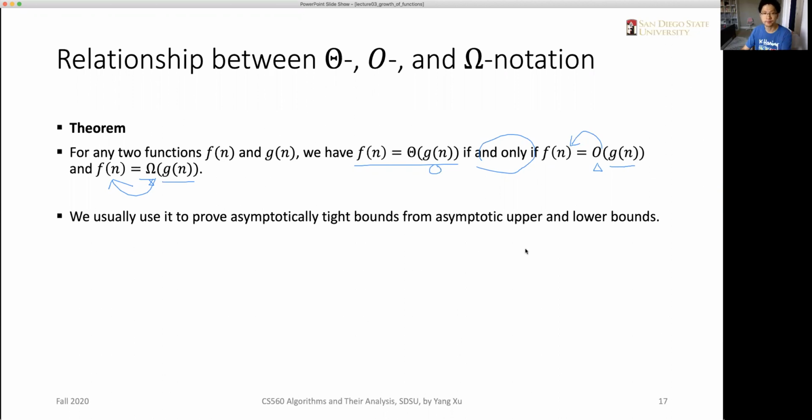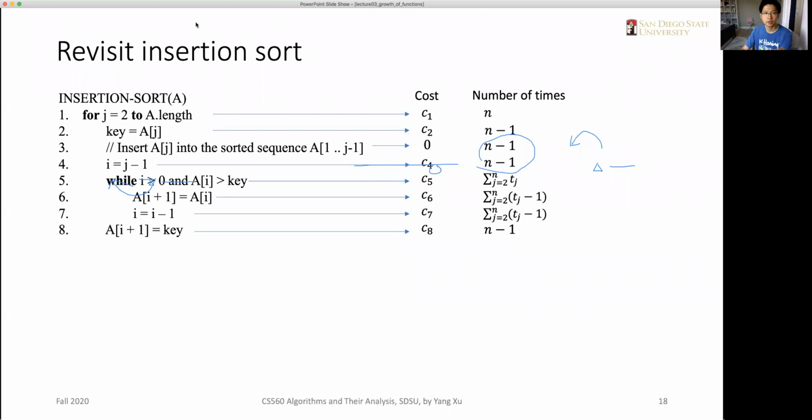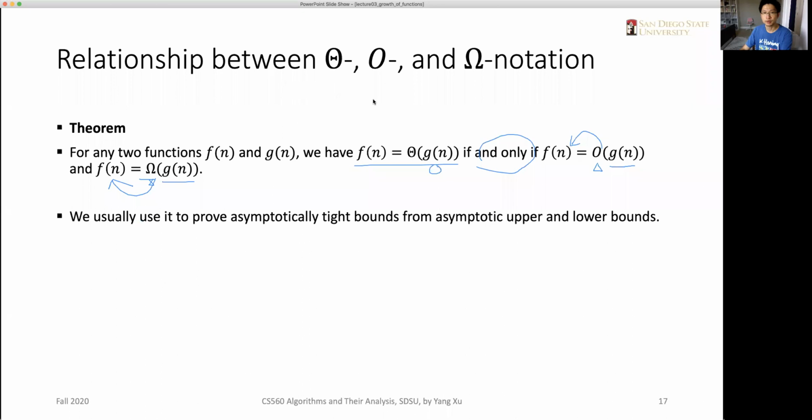a lower bound. Okay, so in the next video, we're going to revisit the insertion sort algorithm, using the big theta, big O, and big omega asymptotic notations.